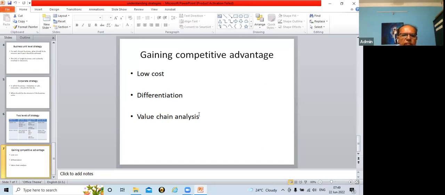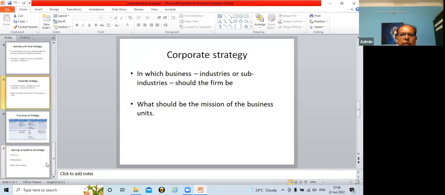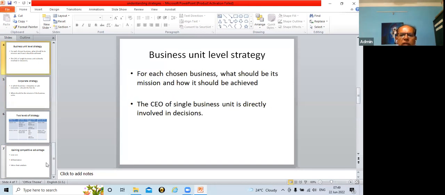So this was about strategies. We have learned gaining competitive advantage. We also learned two levels of strategies, that is business unit and corporate unit, industry and sub-industry. Then we have discussed in detail business unit level strategy. As we learned, in business unit either the CEO, Chief Executive Officer, or the General Manager is directly involved in decision making.